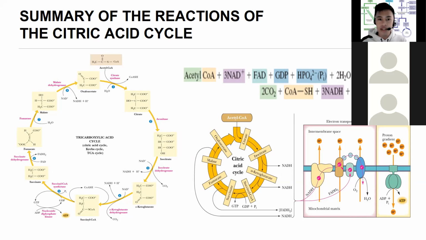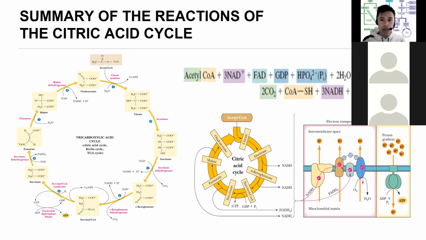So this is now showing you the summary of the Krebs cycle. So this is a very elegant cycle. And like what I mentioned, we need to memorize this cycle. No, this is non-negotiable. So you're going to memorize this cycle by heart, okay?